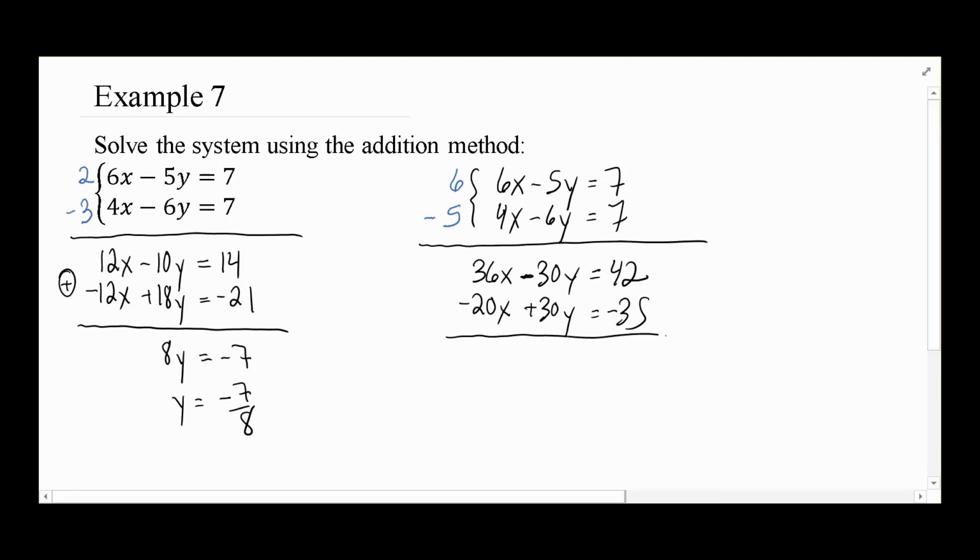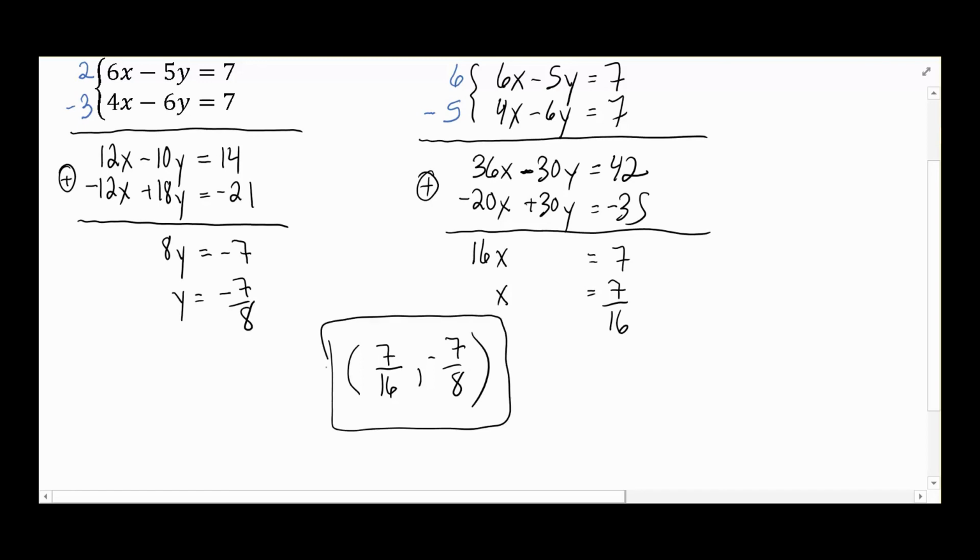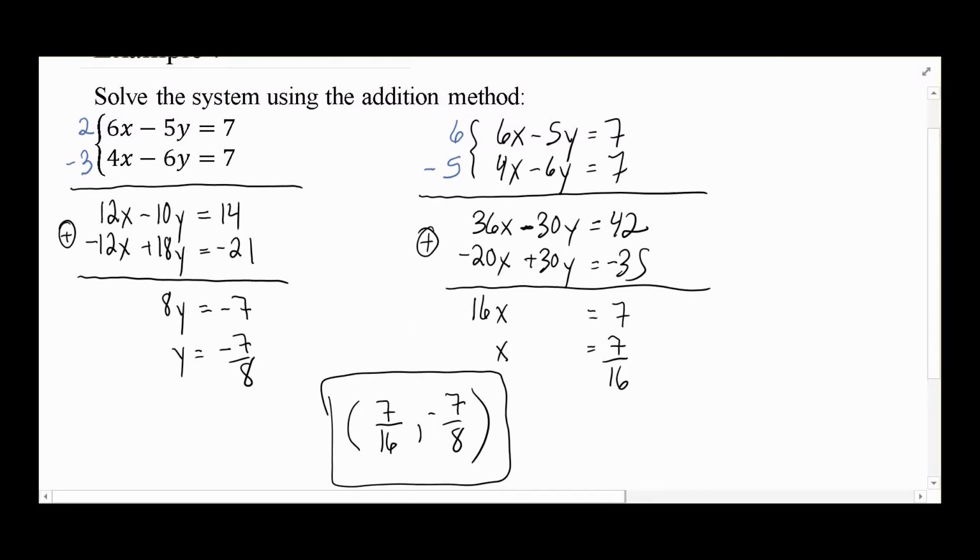Now when I add these together, I'm going to get 16x plus 0y equals 7. Divide by 16, and I get 7/16. I now have the ordered pair 7/16, negative 7/8. Very gross looking fractions, and I never had to deal with fractions anywhere in the problem. That's pretty cool. So that's one of the cool things about this addition method, is that we can have an answer that has crazy fractions and never deal with fractions throughout the problem. Pretty cool.